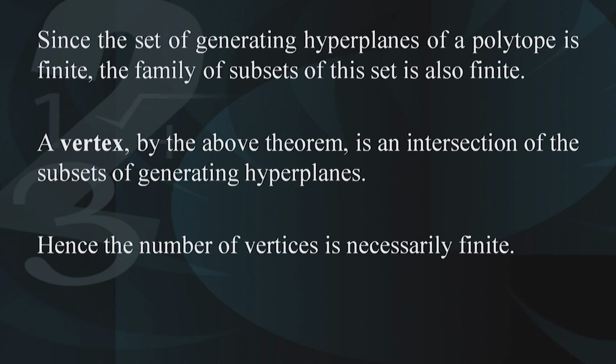Since the set of generating hyperplanes of a polytope is finite, the family of subsets of this set is also finite. Therefore, we can say that a vertex, by the above theorem, is nothing but the intersection of the subsets of generating hyperplanes. Hence, the number of vertices is necessarily finite.